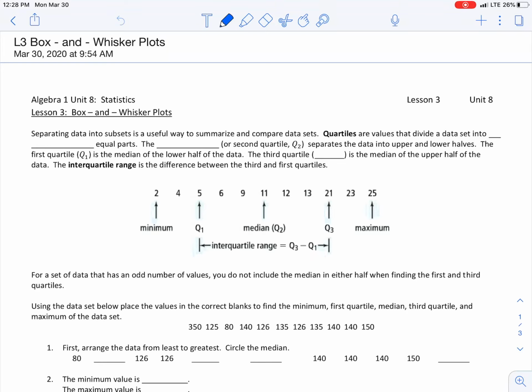Okay, so lesson 3 is about box and whisker plots. Separating data into subsets is a useful way to summarize and compare data sets. So quartiles are values that divide a data set into 4 equal parts.